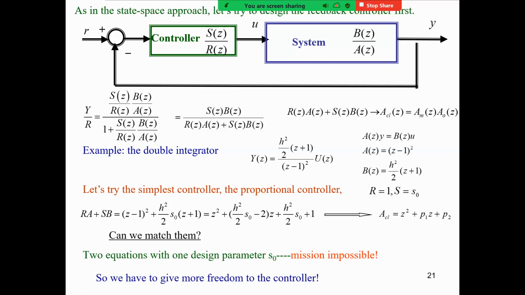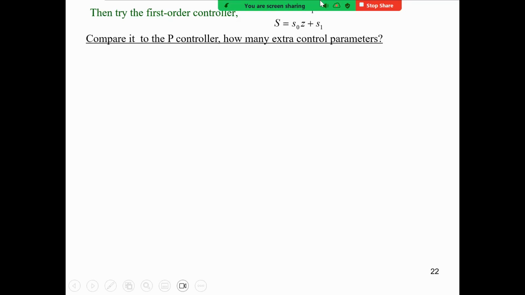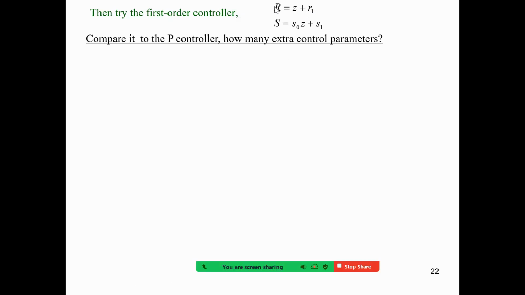And of course, you are free to design any controller you like. We just increase the design parameters, which means that we just increase the order of the controller. At the beginning, we try the proportional control, which is a constant. Then let's try the first order controller. First order controller means that your S and R are now first order polynomials. Of course, because it's S over R, we don't need four parameters. We have three, because of the constant. So let's put R as R0 Z plus R1, S as S0 Z plus S1.